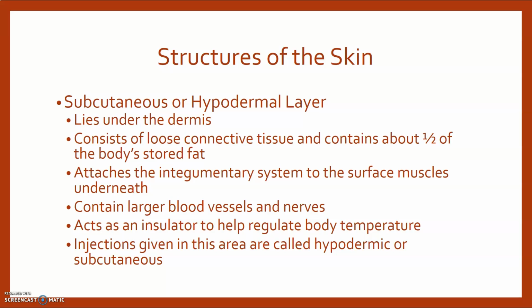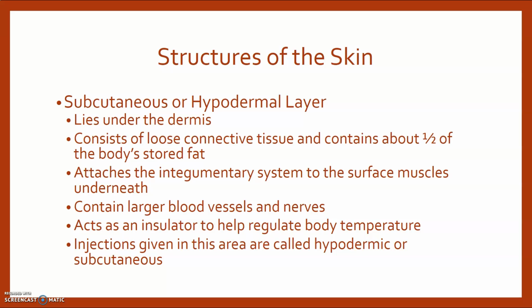And lastly, we have the subcutaneous or the hypodermal layer. So remember, this layer is not considered a layer of the skin, but rather it is a supportive layer. It helps to support the dermis and the epidermis. The subcutaneous or hypodermal layer consists of loose connective tissue and about half of the body's stored fat. It also provides a place for the integumentary system to attach to surface muscles. The hypodermal layer contains larger blood supplies and nerves.